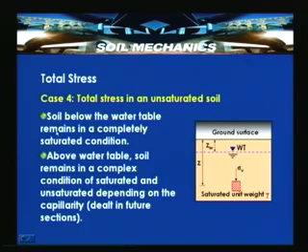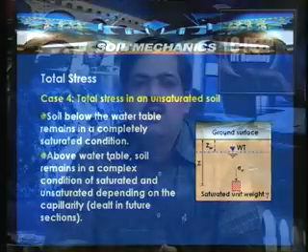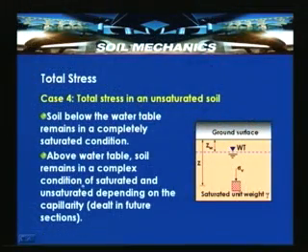Now, case 4 for the determination of the total stress: let us consider a total stress in an unsaturated soil or partially saturated soil. So, soil below the water table remains in a completely saturated condition. That is what we have discussed in the beginning of this lecture. The soil below the water table remains completely saturated, and above the water table soil remains in a complex condition of saturated and unsaturated depending on the capillarity, which will be dealt with in future lectures.